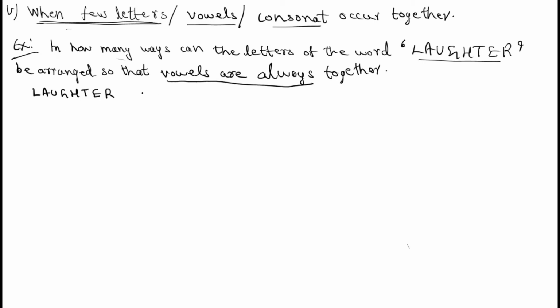In total, how many letters are there in the given word? Total 1 2 3 4 5 6 7 8. Among the 8 letters, how many vowels are there? You can check: one is A, another one is U, and here is the third. The number of vowels is equal to 3. You need to make an arrangement such that vowels are always together. We know how to solve this. When two words always occur together, or two particular persons always occur together, we solve that type of problem. Then it's the same case.